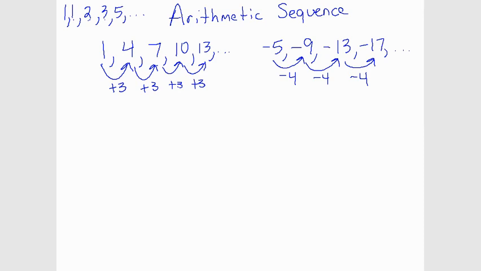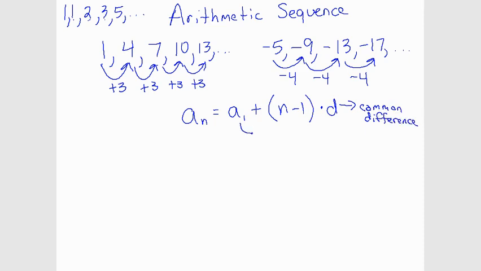So let's talk about the formula of an arithmetic sequence. And it's going to be noticeably similar to what the slope-intercept form of a linear equation is. So the formula is a sub n equals a sub 1 plus the quantity n minus 1 times d. So d is our common difference.